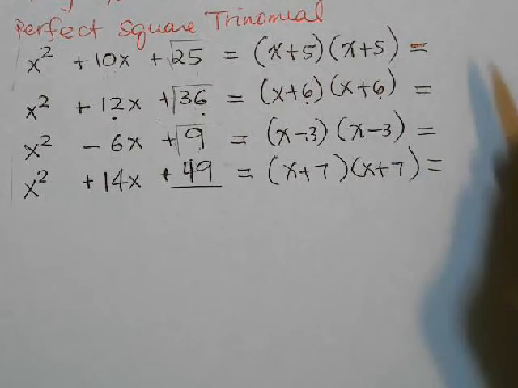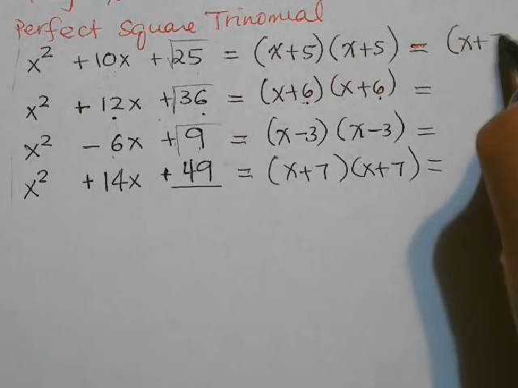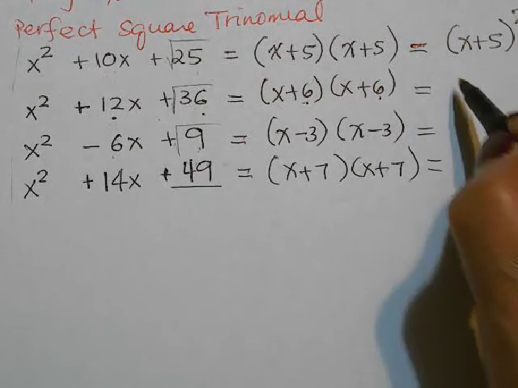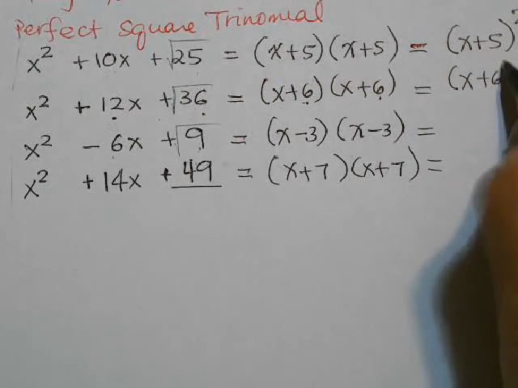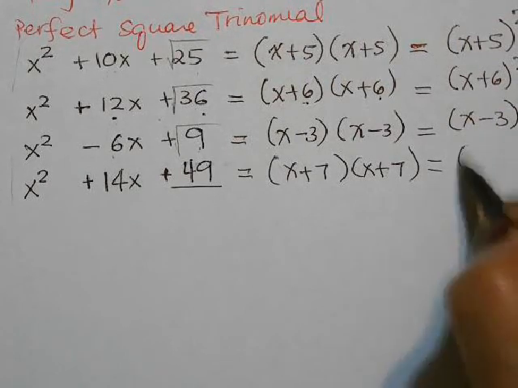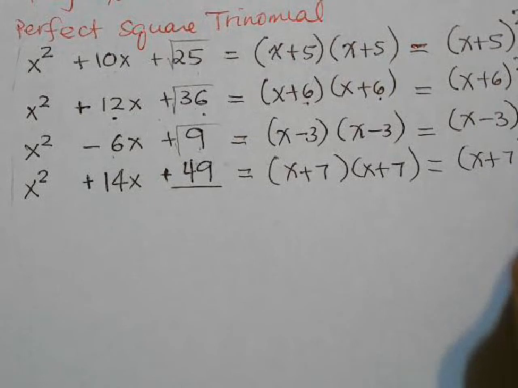Usually when you have factors like that, you can write it like this. x plus 5 times x plus 5 is x plus 5 squared. x plus 6 squared, x minus 3 squared, x plus 7 squared.